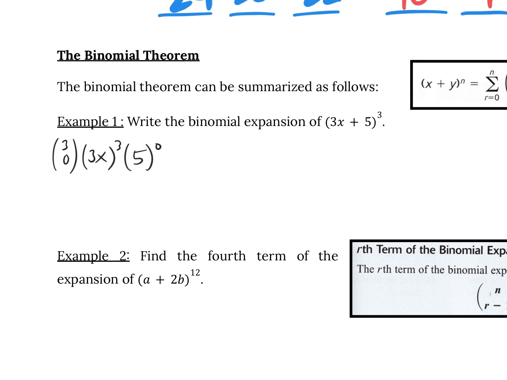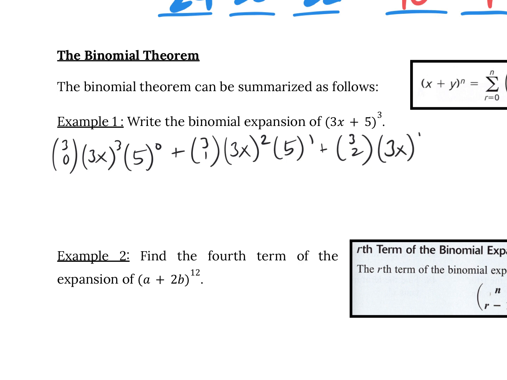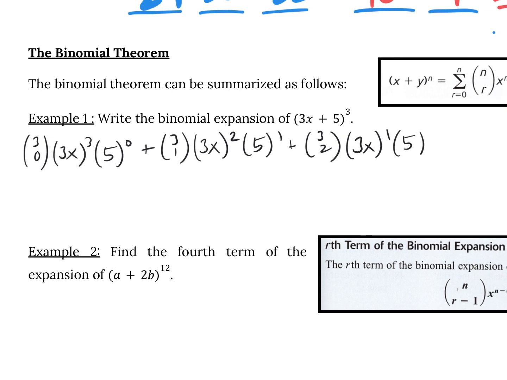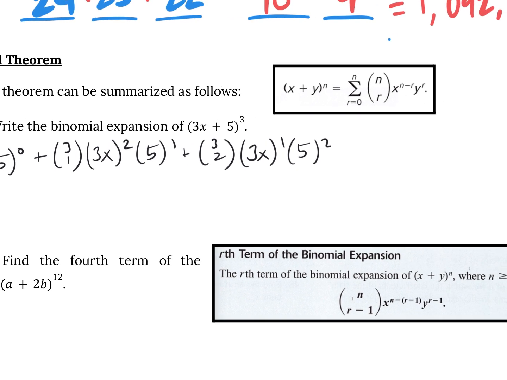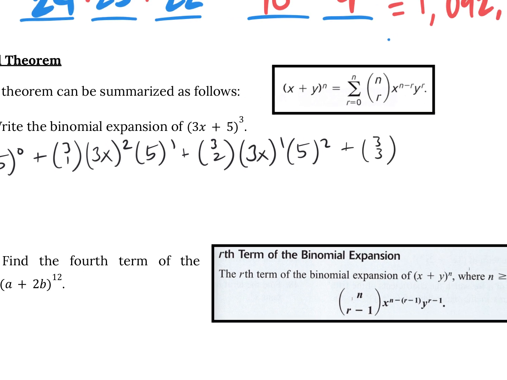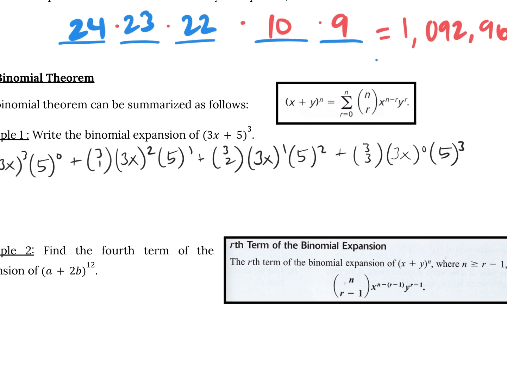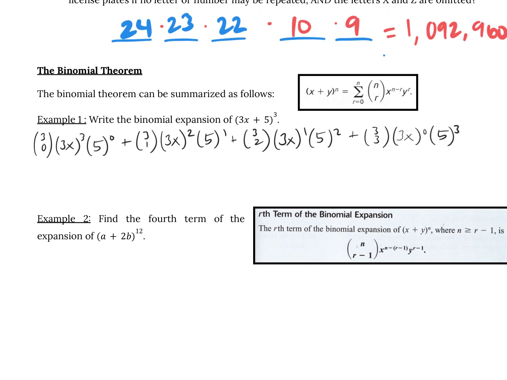The first exponent goes down by 1. The second exponent goes up by 1 until we get to 3. So I've got 3 choose 1 times 3x squared times 5 to the first power, plus 3 choose 2 times 3x to the first power, 5 to the second power, and then 3 choose 3 times 3x to the 0 power times 5 cubed. Now on your final, this is going to be multiple choice, so you will probably need to simplify it to find your correct answer.